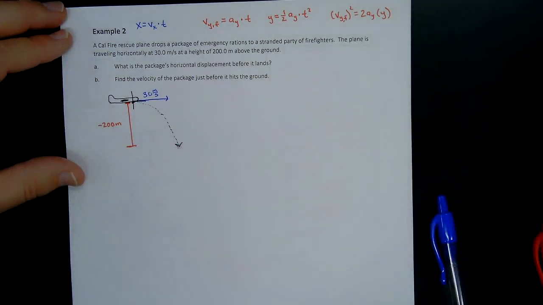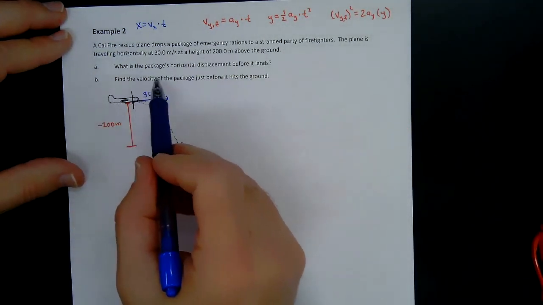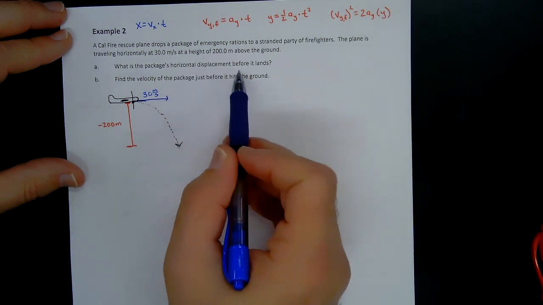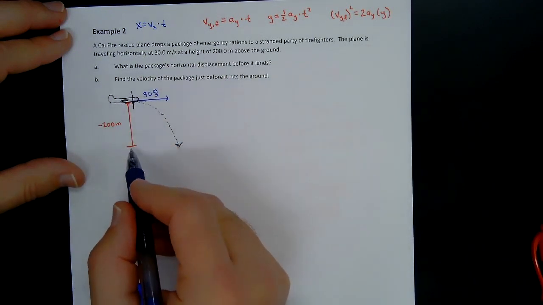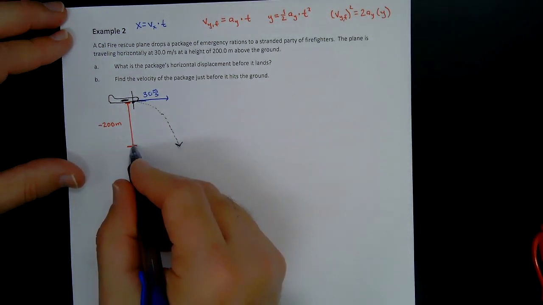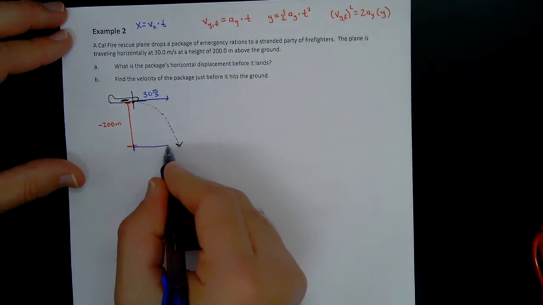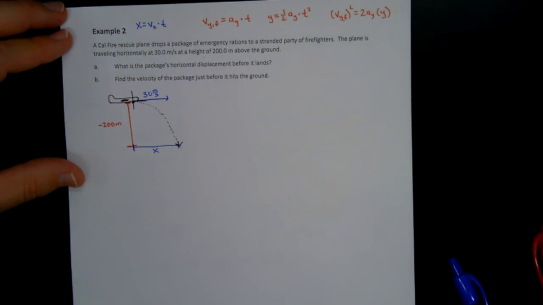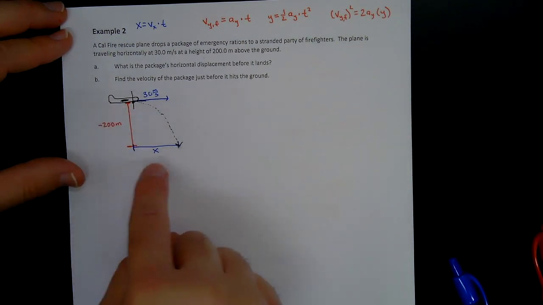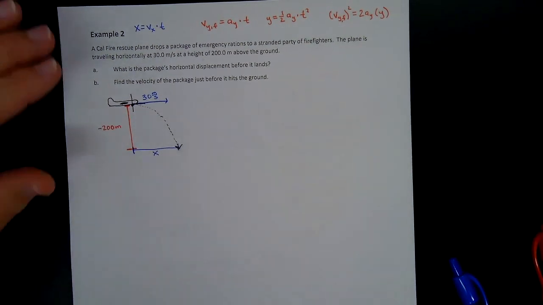And so the question A is, what is the package's horizontal displacement before it lands? So how far does this package travel horizontally? That's the question that's being asked. So that'd be from here to here, and that would be my x. And that one's always going to be positive. So this one's always going to be negative, and this one's always going to be positive.